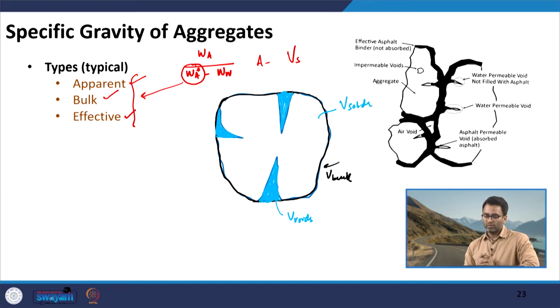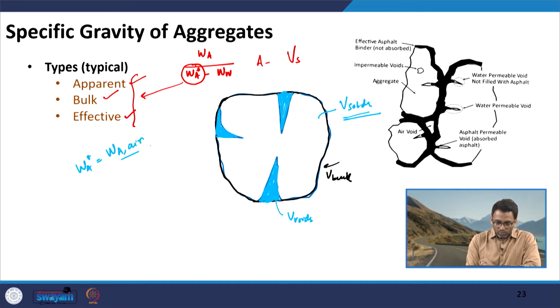In apparent specific gravity, in the denominator, the volume corresponding to which I am interested to find the specific gravity is the volume of solids, which means that W A star will be actually equal to W A air, because in the air I am not considering the surface voids, it does not have any weight. So, therefore, whatever is in the numerator will be used here to find out the apparent specific gravity.